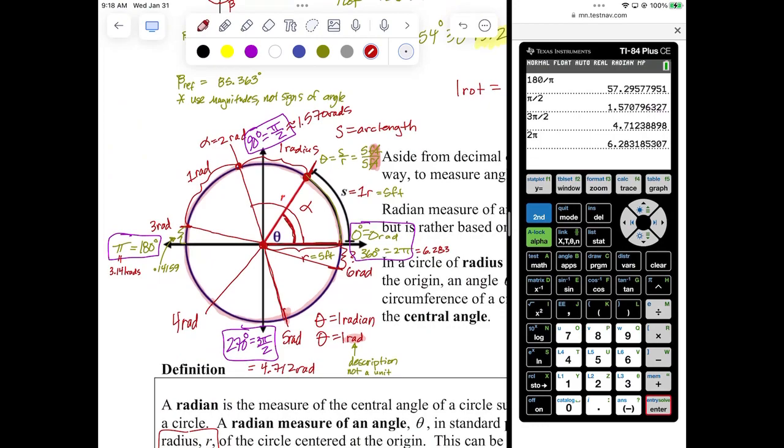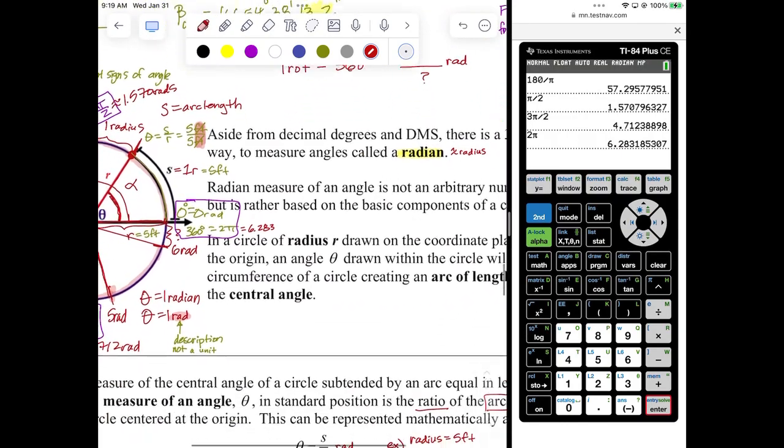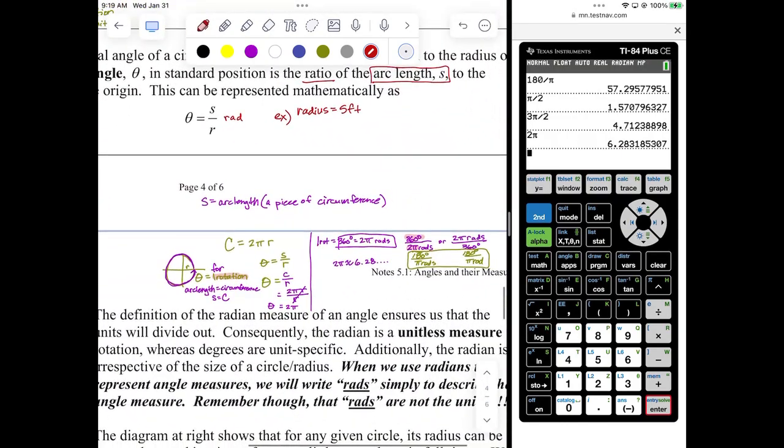Okay? It's really more important for you to know pi halves, pi, 3 pi halves, 2 pi, but it also is kind of nice to know that pi halves is about 1.57, and of course 1 radian, which doesn't make it quite up to pi halves, is what? What's the length of 1 radian about? Yeah, 57.29. Okay.